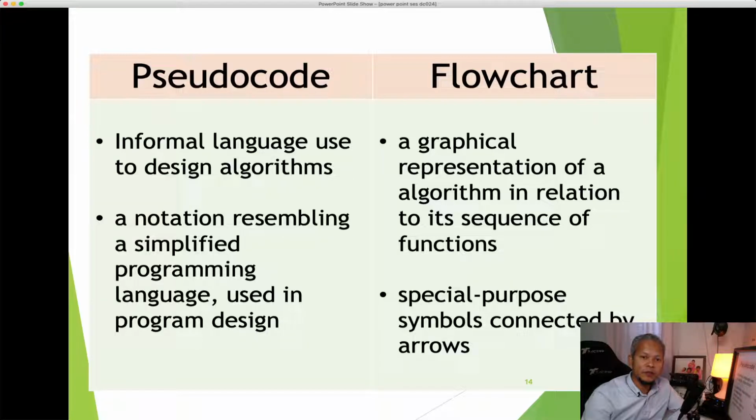Okay, but in a flowchart, special purpose symbols are connected by arrows. Okay, in a flowchart we are using the arrow. If you forget to draw the arrow, you will lose marks. So make sure every shape you draw is connected with an arrow.